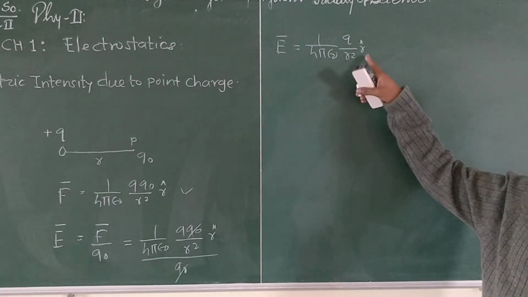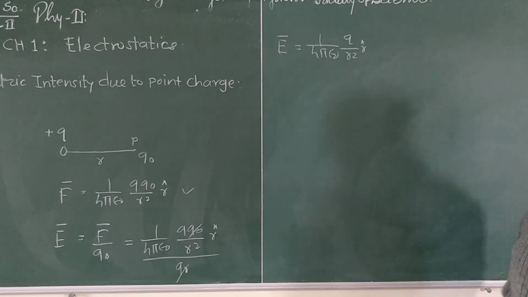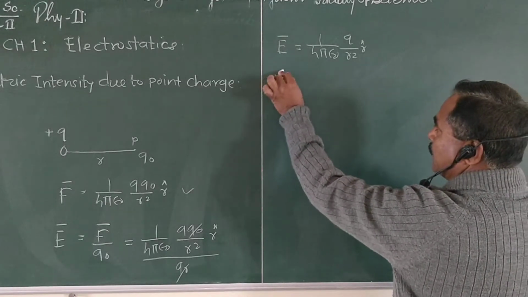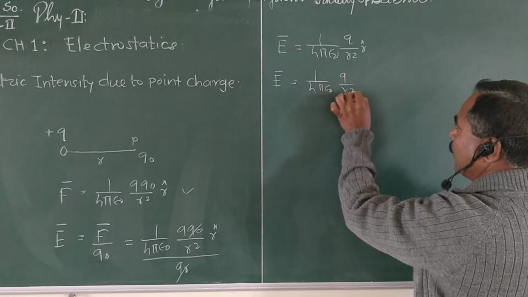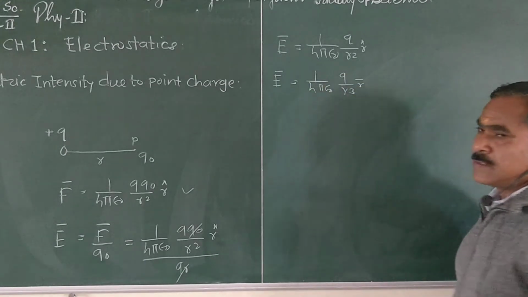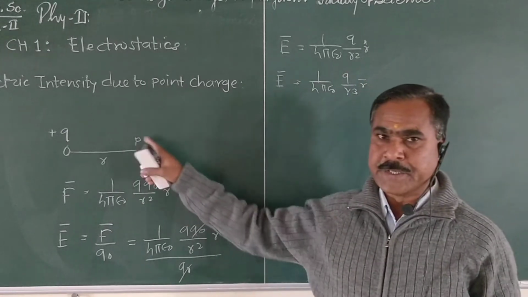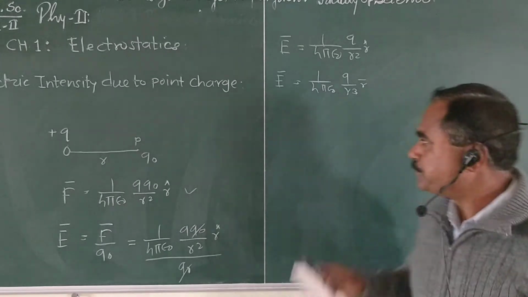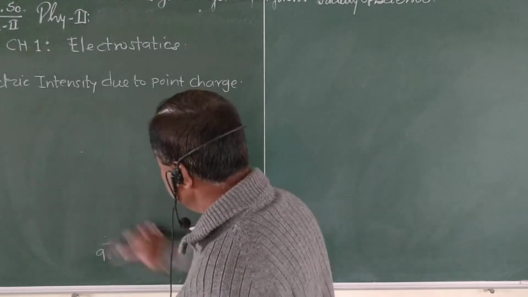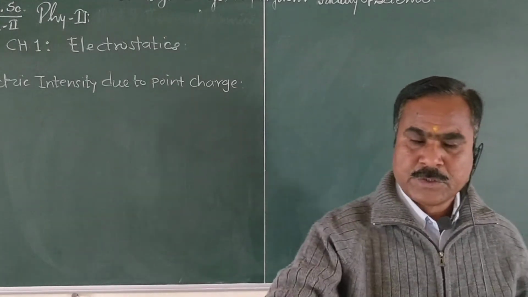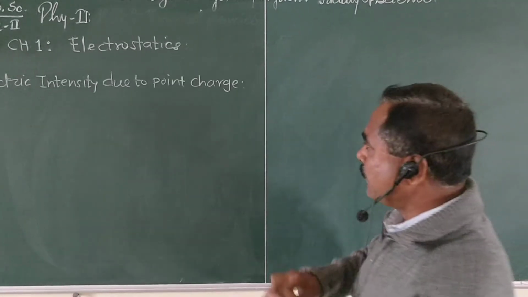Here we substitute R cap as R bar upon mod R bar. So we get E bar equal to 1 upon 4 pi epsilon naught, Q upon R cube into R bar. This is the value of electric intensity at any point in the region of electric field. Then next we calculate the electric intensity due to a group of charges. So take care.